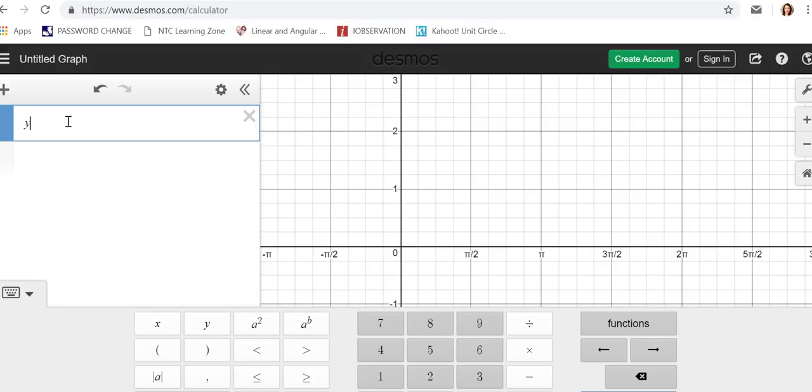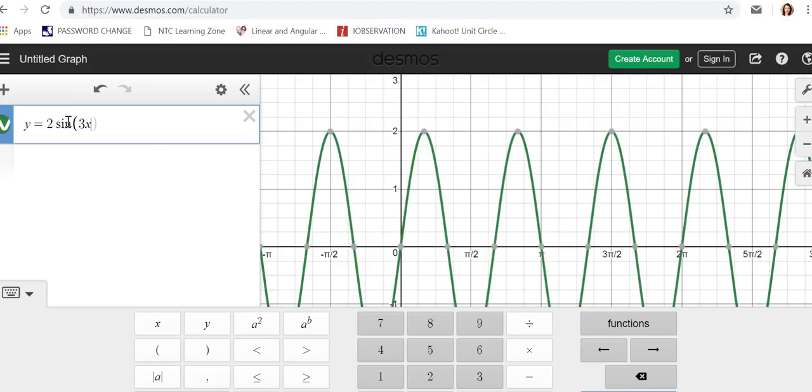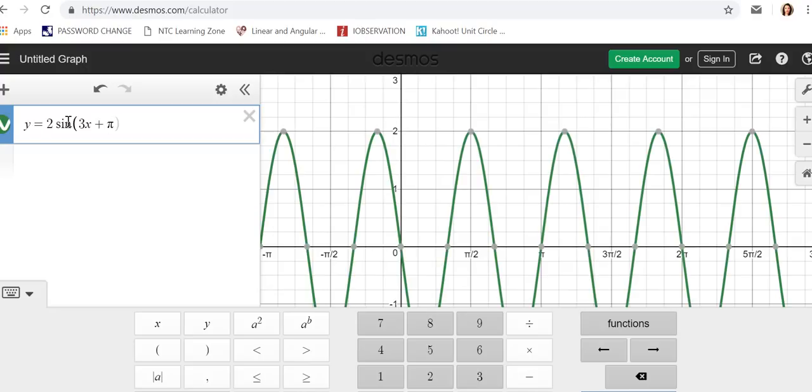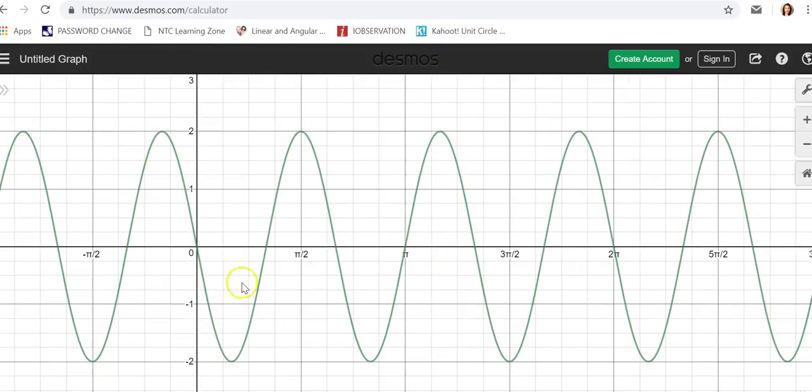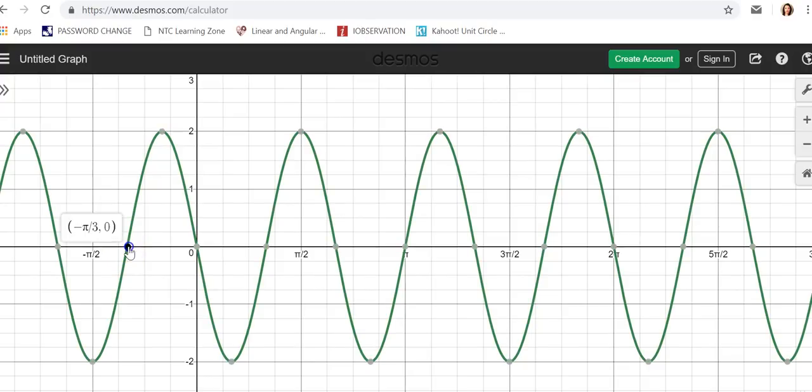So once you make the scale of your graph match the graph that you're evaluating, you can type in your equation. So y equals 2 sine of 3x plus pi. And then you can look to make sure of this. Do you see that? Negative pi over 3. That's the shift left pi over 3. And pi over 3, look at that. It'll give you all your zeros. You can use Desmos. It's so helpful.